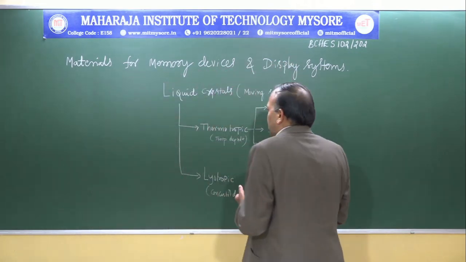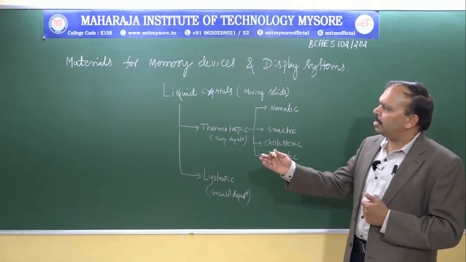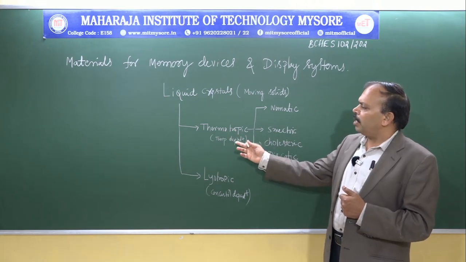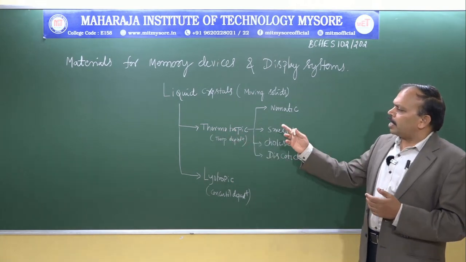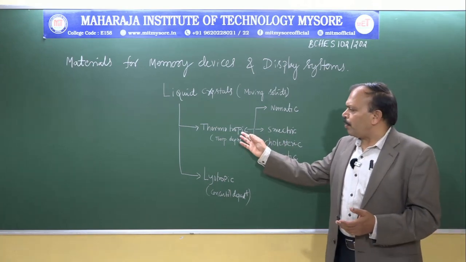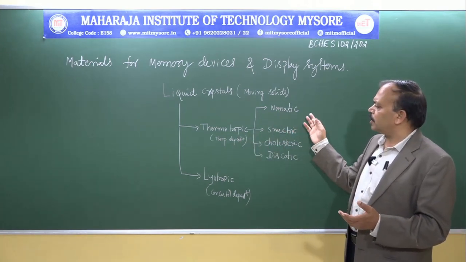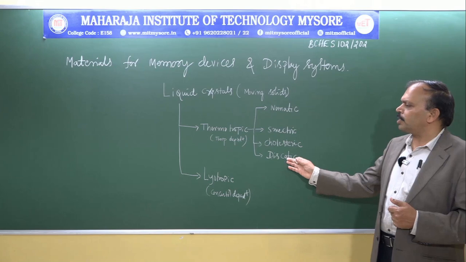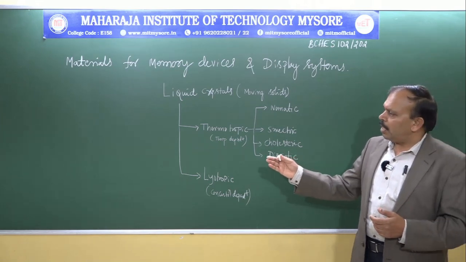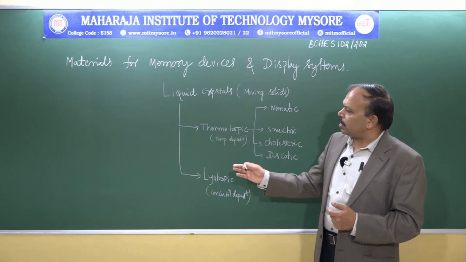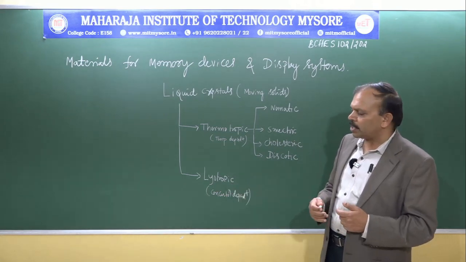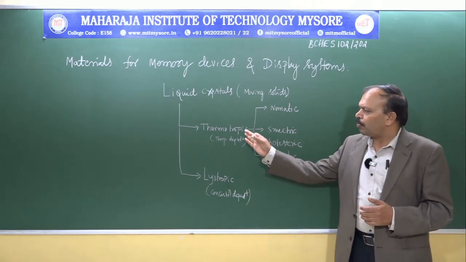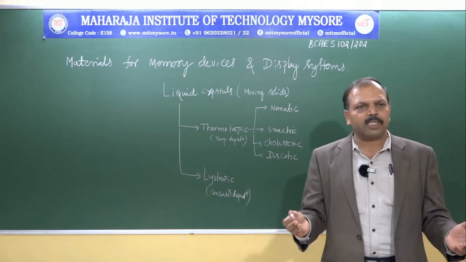Coming to the classification, liquid crystals are broadly classified as thermotropic, which are temperature dependent. Under the subclass of thermotropic, we have nematic liquid crystals, smectic liquid crystals, cholesteric liquid crystals, and also discotic liquid crystals. And one more classification under liquid crystals called lyotropic, which is concentration dependent. Coming to the properties of the thermotropic liquid crystals one by one, the nematic liquid crystals.